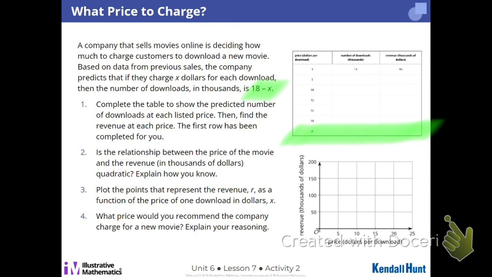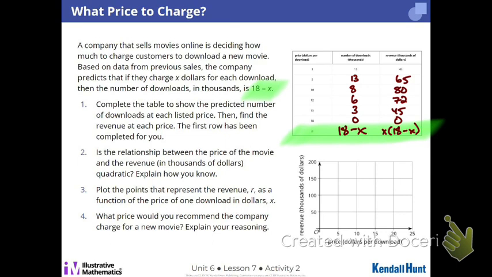We're going to start by filling out the table, and I know 18 minus X is going to give me the number of downloads. So 18 minus 5 is 13. 18 minus 10 is 8. 18 minus 12 is 6. 18 minus 15, 3. 18 minus 18, 0. So I'm going to multiply my price by the tickets, right? So 65, sorry, 80, 72, 45, 0. And that means I need to do X times 18 minus X to get my ticket price. Everybody good? I multiply my price by the number of tickets.